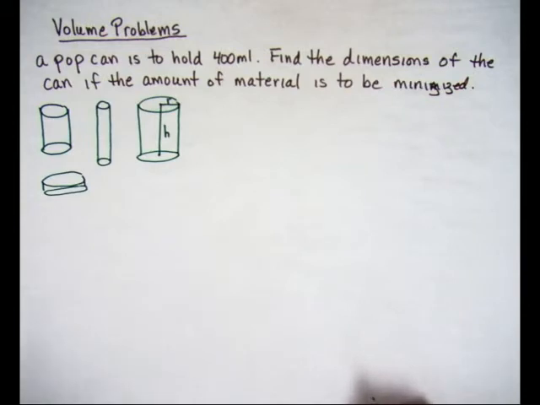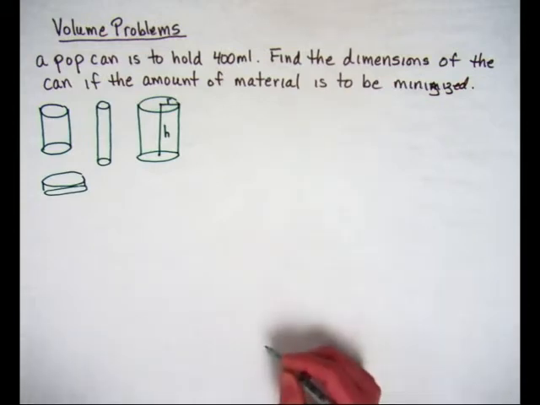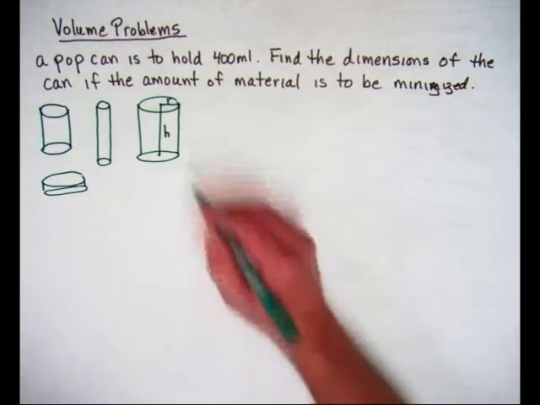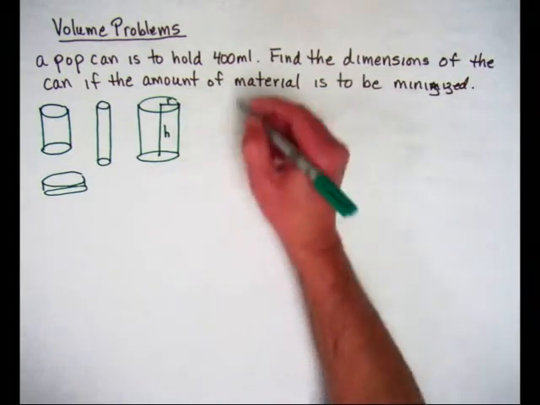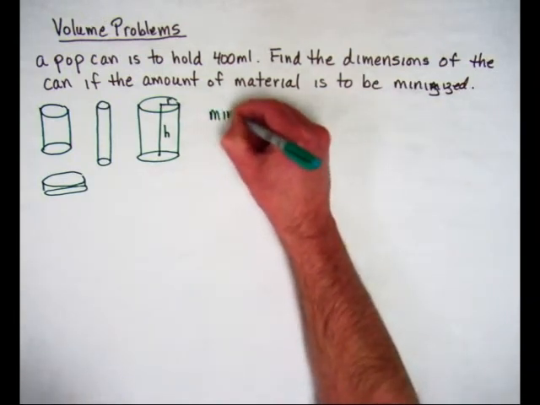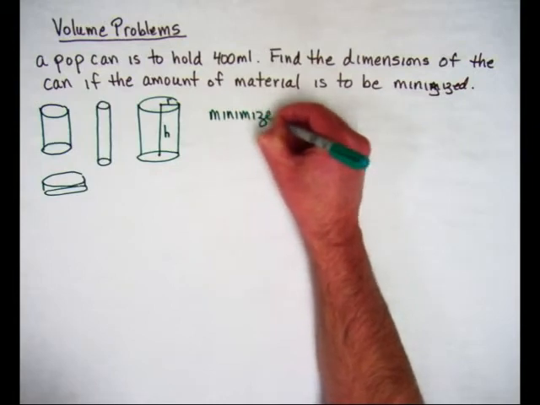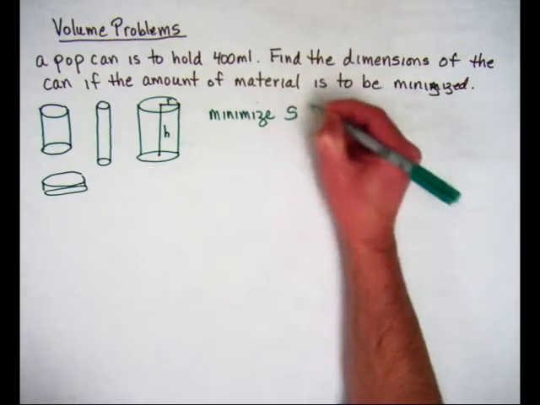So what does the question want us to do? It wants us to minimize the material. The material is the surface area of the cylinder. So we want to minimize, I'll call it S, for surface area.